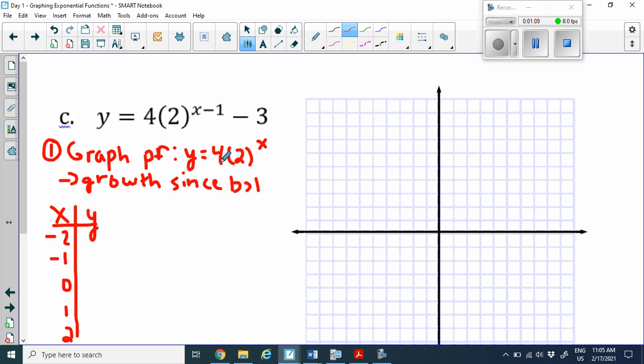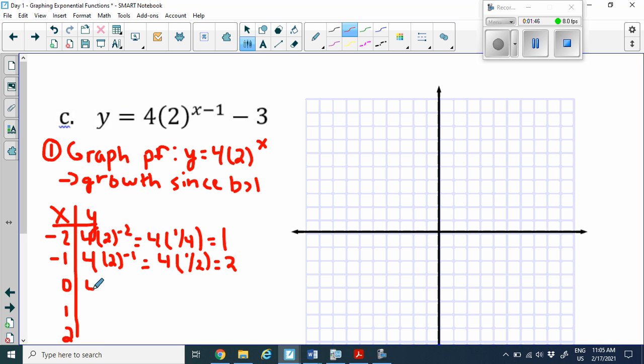Okay, so we have 4 times 2 to the -2nd. So remember, that means we flip this. So this becomes really 4 times 1/4, because I flipped that to make it 1/2 and then squared it to make it 1/4, so that gives me 1. Okay, so then we have 4 times 2 to the -1st, so that gives me 4 times 1/2, which will give me 2. Now remember, basically your a value here is your y-intercept, so whenever x is 0, that's what we get. It's just going to be 4.